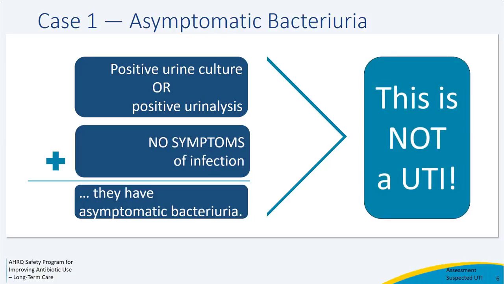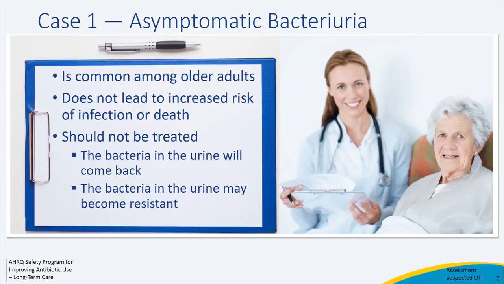In this case, you talk with the resident and find out she does not have any urinary symptoms. So, she does not have a UTI. She does have asymptomatic bacteriuria. A positive urinalysis or positive urine culture in the absence of symptoms is asymptomatic bacteriuria. Asymptomatic bacteriuria is common among older adults. It does not lead to increased risk of infection or death. It should not be treated because the bacteria almost always comes back and often becomes resistant to antibiotics.